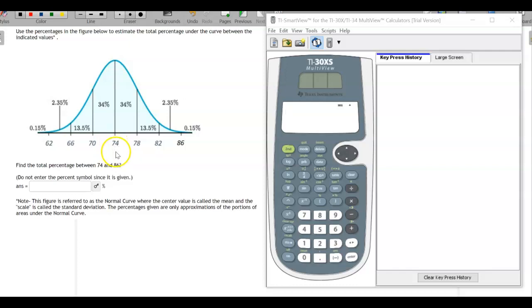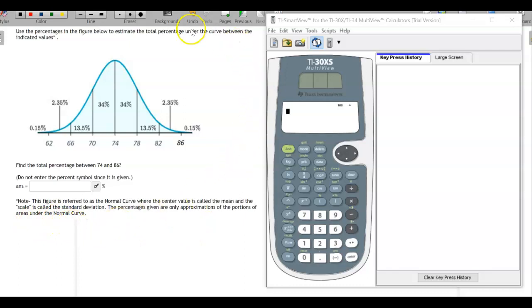So here's the 74 mark, and here's the 86 mark. And what's notable is this is referred to as the normal curve. And the center value is the mean, which I'm sure you've heard of. It's like the average. And the scale is called the standard deviation, which you will become familiar with as you move into the statistics section of the course. And it says the percentages given are only approximations of the portions of the areas under the normal curve.